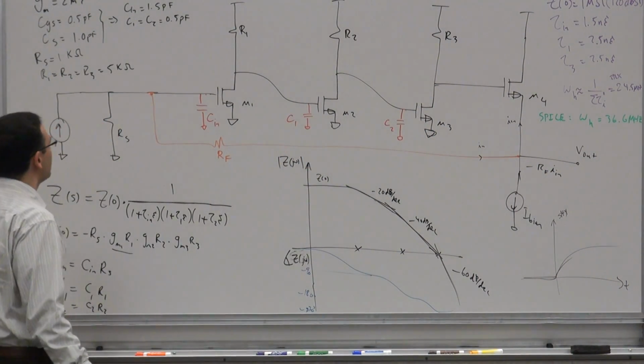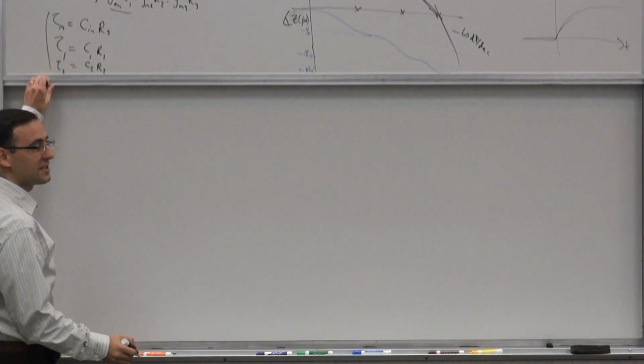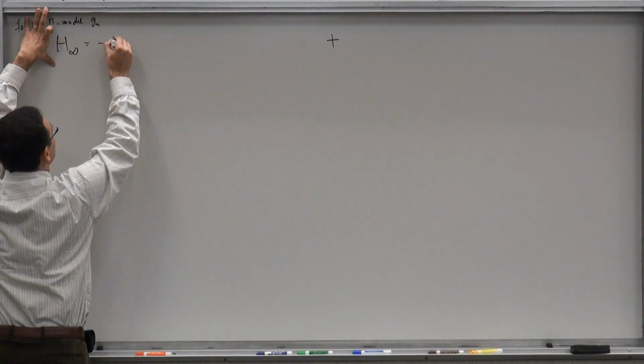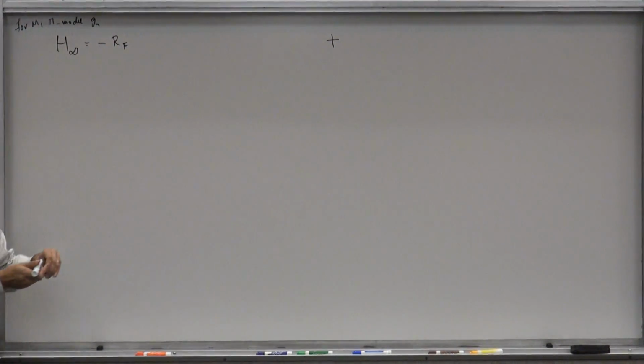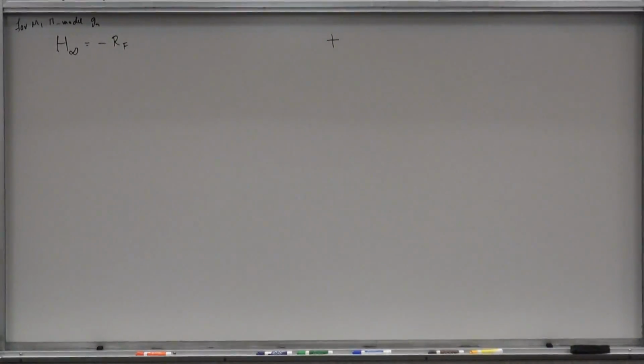So H infinity is very simple. What this feedback does, basically, is that ideally, if you had very large loop gain, it brings your transresistance to RF, makes it minus RF, if you had large enough loop gain.